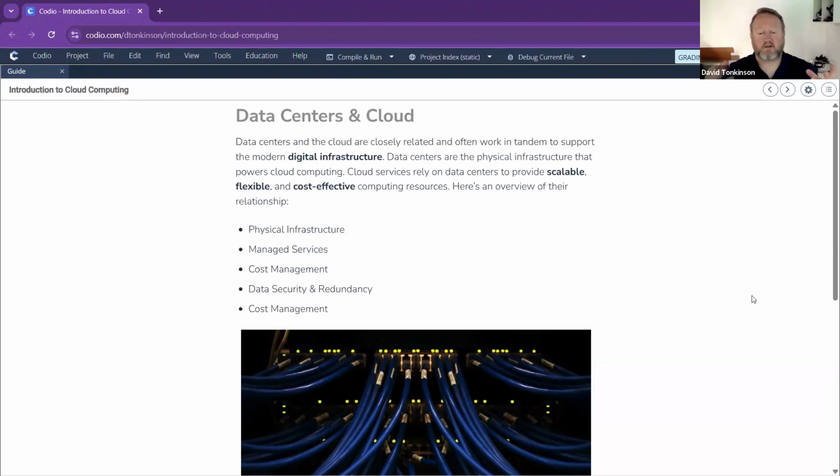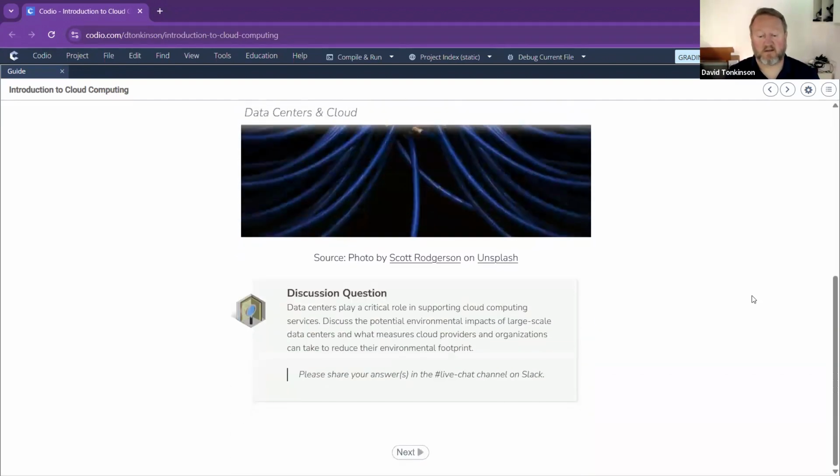The physical infrastructure and the managed services, the cost management, security and redundancy basically live in the data center. That's where all the physical material is. The cloud is that virtual environment around the side that you look at and go, that's a concept. When I say I'm going to put it into the cloud, it really means it goes into a data center. It could go into one or many data centers depending on your redundancy. So they really are used pretty much together, aren't they? The data centers play a critical role in supporting the cloud. They really do make the cloud.